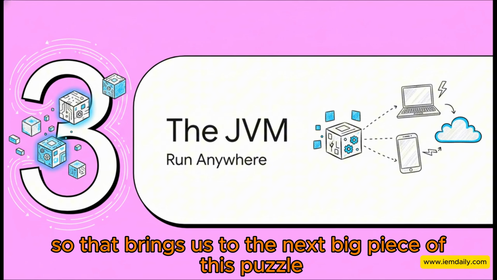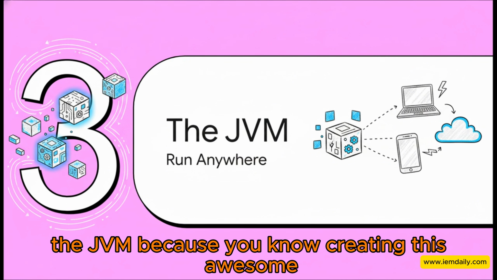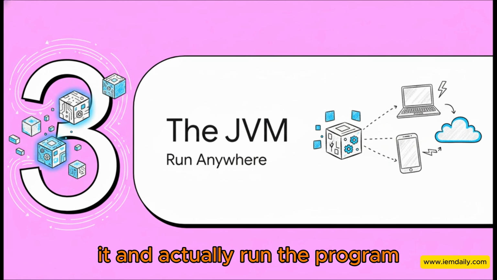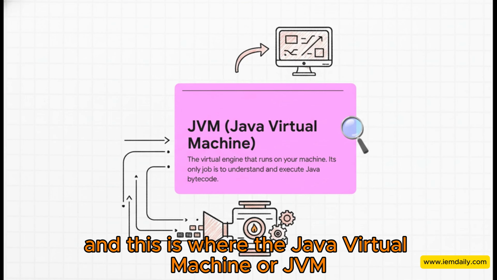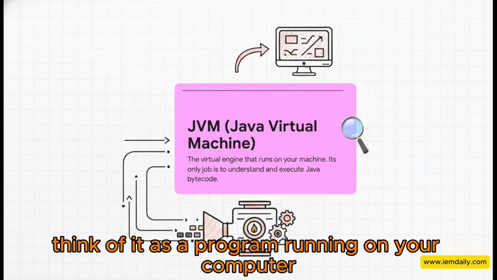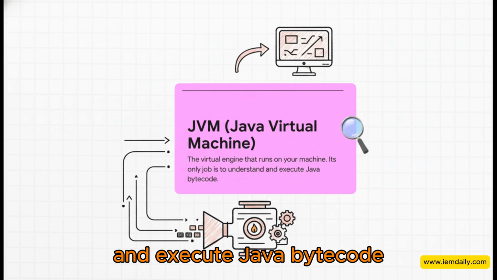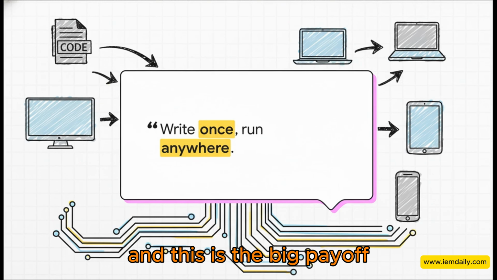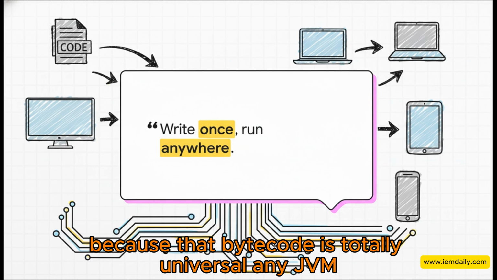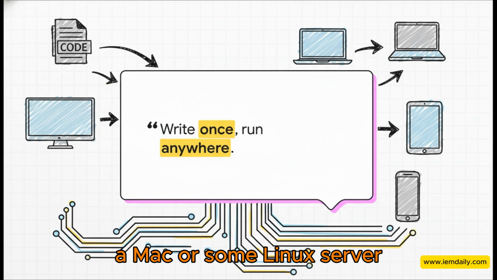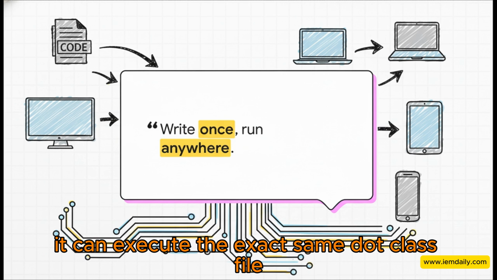Okay, so that brings us to the next big piece of this puzzle, the JVM. Because creating this awesome universal bytecode is only half the battle. Something still has to understand it and actually run the program. And this is where the Java Virtual Machine, or JVM, makes its entrance. You can basically think of it as a program running on your computer, and its only job in life is to understand and execute Java bytecode. It's the engine that really brings your code to life. And this is the big payoff. Because that bytecode is totally universal, any JVM, it doesn't matter if it's on a Windows PC, a Mac, or some Linux server, can execute the exact same .class file.